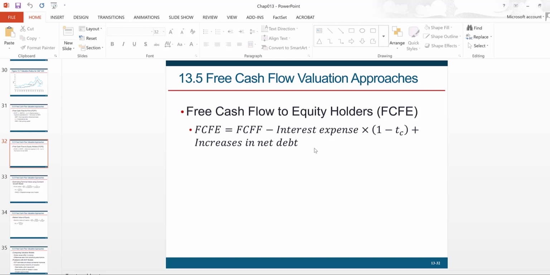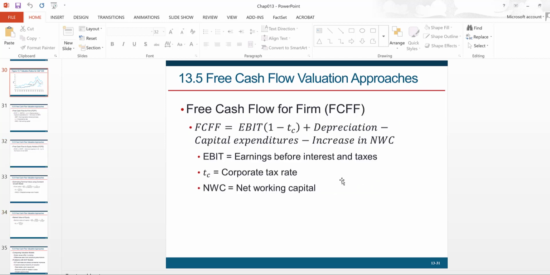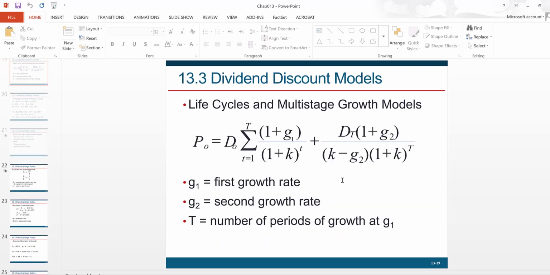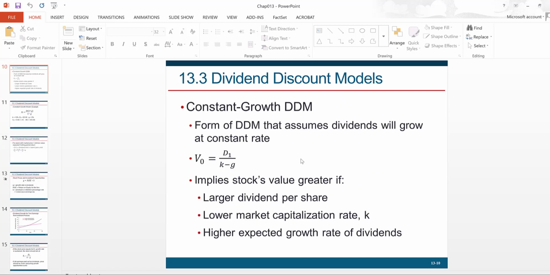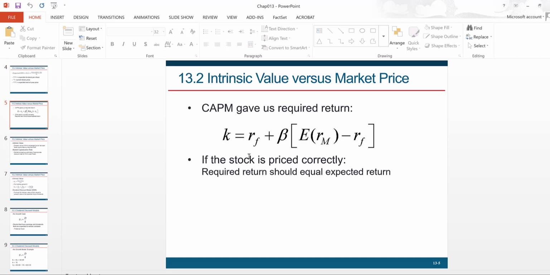Okay, so once you have FCFE, the rest of the calculation is similar. You take the present value of FCFE at an appropriate discount rate. The discount rate in this case would be the cost of equity, that is the KE that you see here, and that's the same cost of equity that we have here, right? This K in our equation, that's our cost of equity that we get from CAPM.